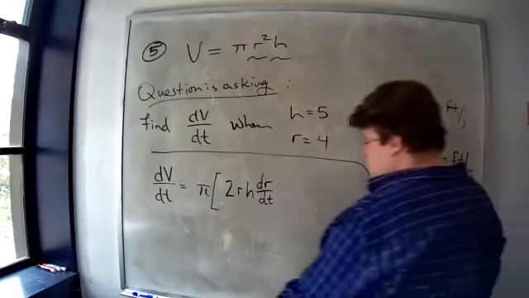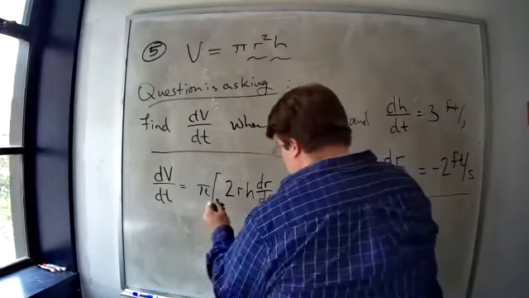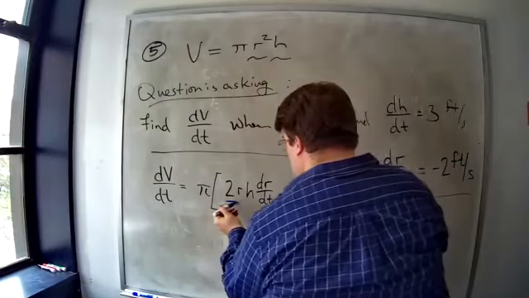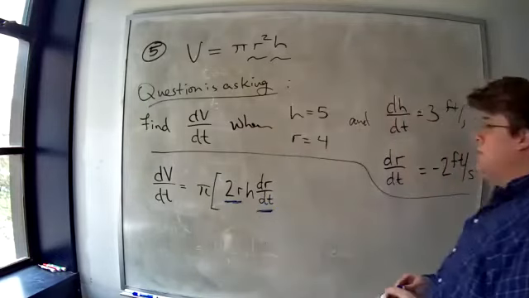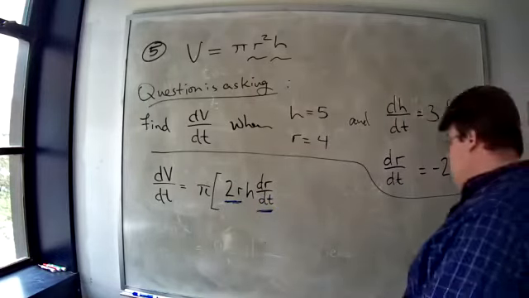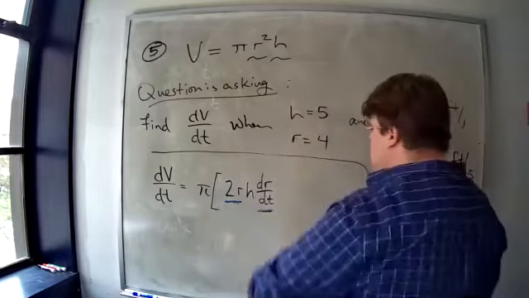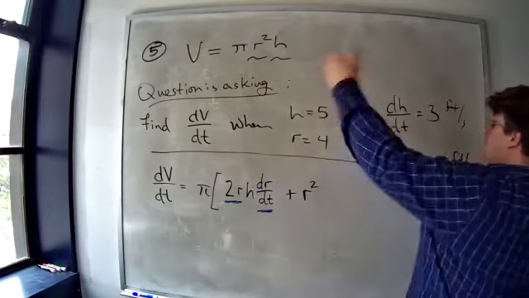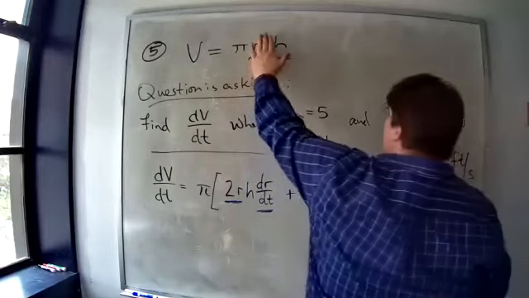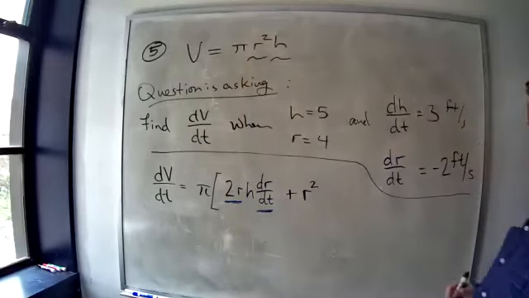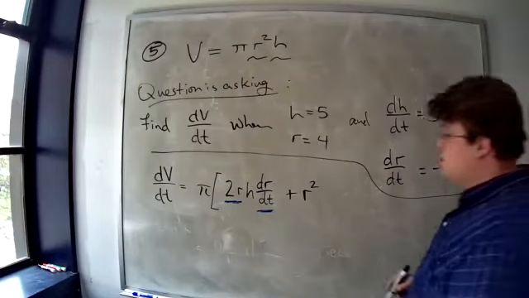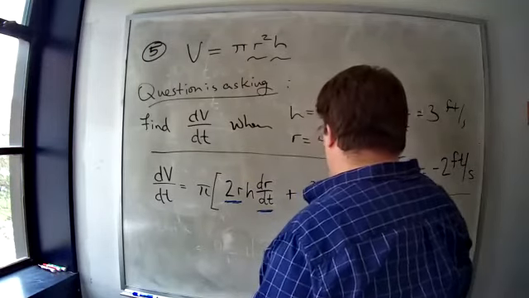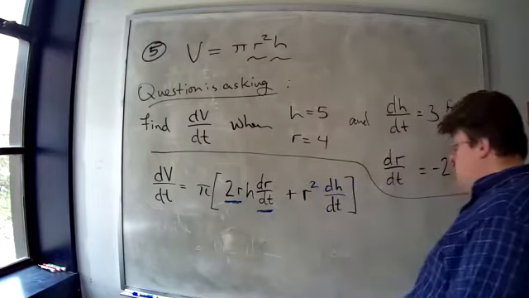So derivative of the first is 2r dr dt times the second, which is h, plus the first times derivative of the second. Derivative of the second, well, we have h. Derivative of h is 1. H is a function of time. So you get dh dt.